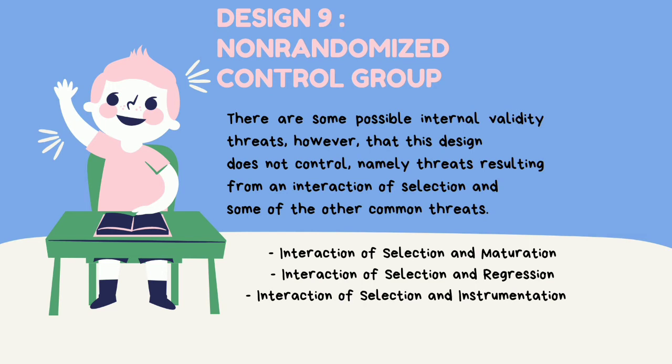And second, interaction of selection and regression. A selection-regression interaction could occur in this design if you drew the groups used in the study from populations having different means. And the last, interaction of selection and instrumentation. This characteristic could result in changes occurring for one group that apparently don't occur for the other.